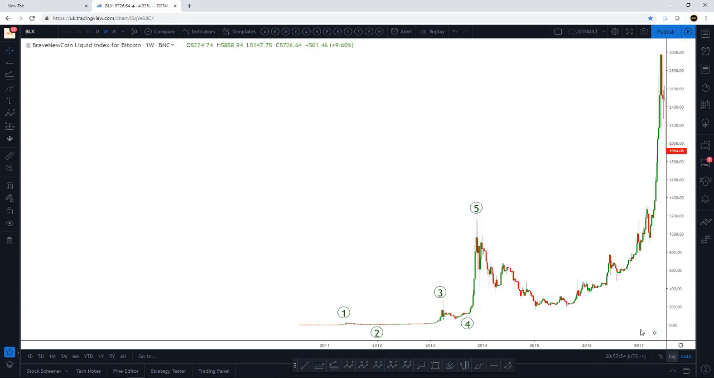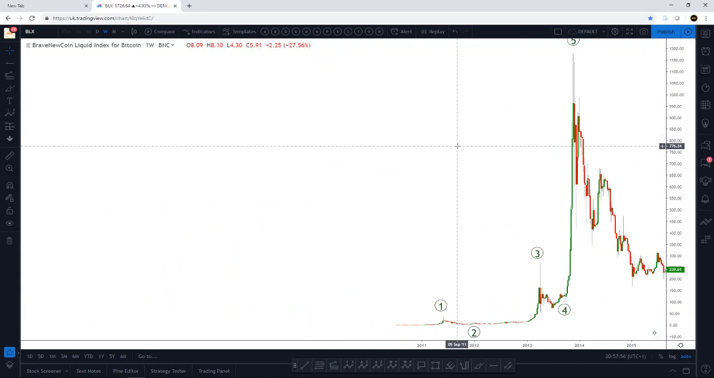You can see here these 5 waves up quite clearly. So one parabolic move here, retraced, next parabolic move, retraced, next parabolic move. This is how Bitcoin moves with every wave, whether it's a wave 1, 3, or 5. Any impulse is parabolic. And then it gets this drawn out corrective wave. So here you can see the count quite clearly, 1, 2, 3, 4, 5.